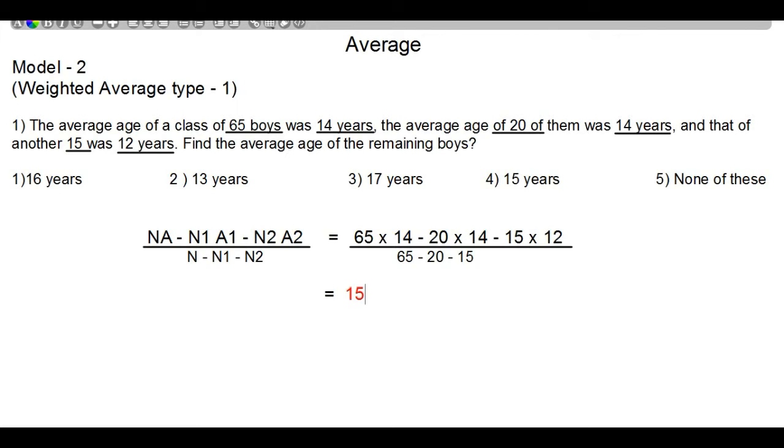So this is how we can solve such type of questions where the average of the whole group and the average of smaller groups out of it is given to us, and we are supposed to find out the average of the remaining group of people.